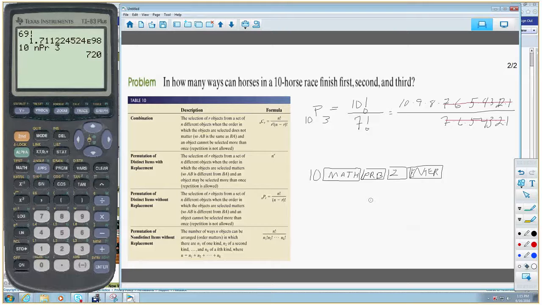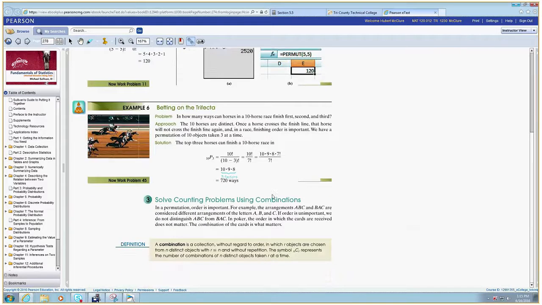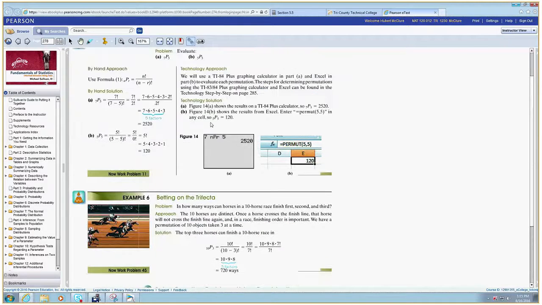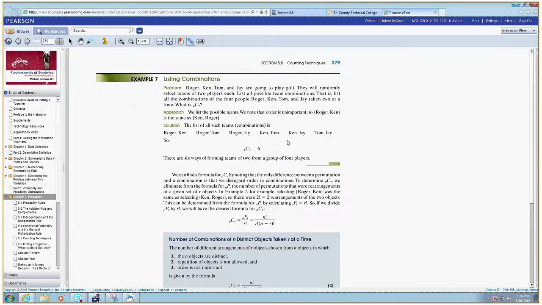I'll give you another example. Let's pull up the combination example and let's look at it, and then we'll look at the homework. What section are we in right now? Section 5.5? Yes.